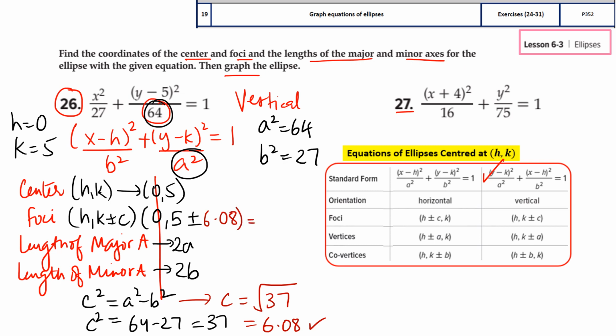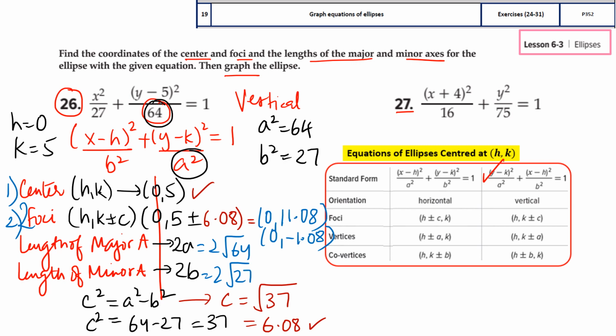So the value for center is done. Now foci. So this is 0 comma 11.08 and 0 comma minus 1.08 foci. Remember, okay? Length of major axis 2 square root 64. So 64 is a perfect square, so 2 multiplied by 8, 16 is my length of major axis.